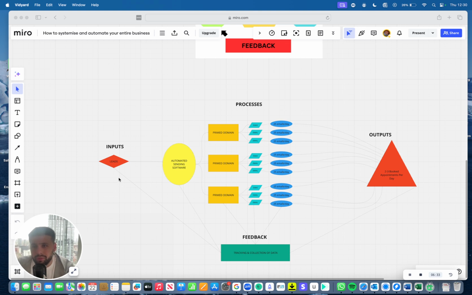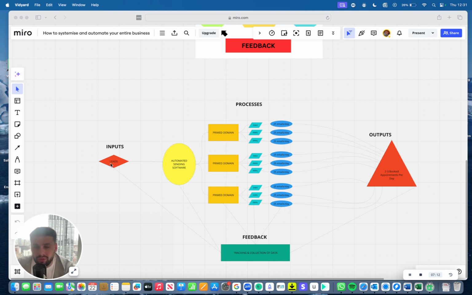So we've got our inputs, which are leads, and here we've got our processes. We've got multiple subsystems within this one system, this one appointment booking system. We've got 4 different processes. The leads inputs go into the system, and they first process through the automated sending software. Within the automated sending software, we've got a prime domain, we've got an email, and then these emails send out 25 emails each per day.